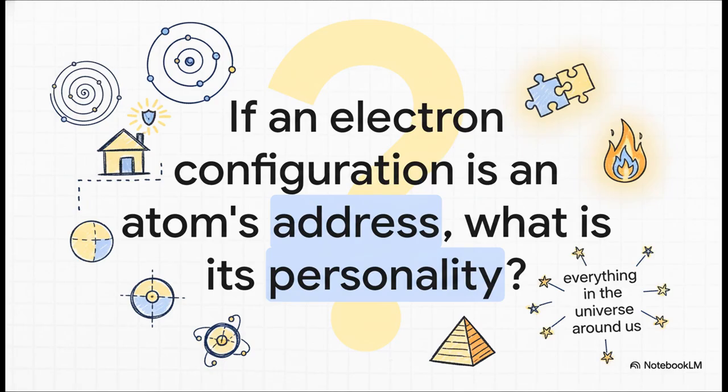So we'll end on this thought. We started out just asking where electrons live. But along the way, I think we found something much more profound. An electron configuration isn't just an atom's address. It's a deep look into its personality, its stability, its willingness to react, and its incredible potential to bond with other atoms and create, well, everything we see.